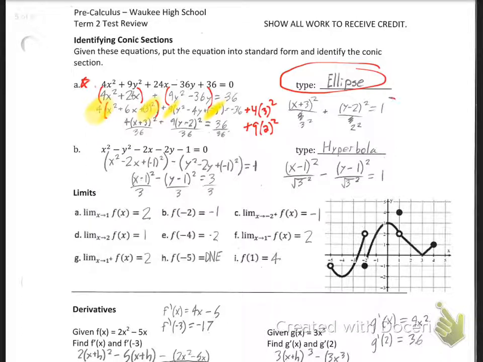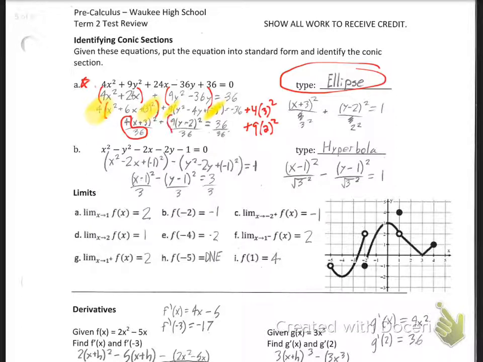That's a key component of standard form, is that the right-hand side of the equation is equal to 1. So this 36 that's sitting right here needed to be turned into 1, and the way you do that is to divide by 36. And everything gets divided by 36. And then these little fractions, you can't have a coefficient, you can't have that 4 next to x plus 3 squared. So you got to simplify that fraction to 1/9.